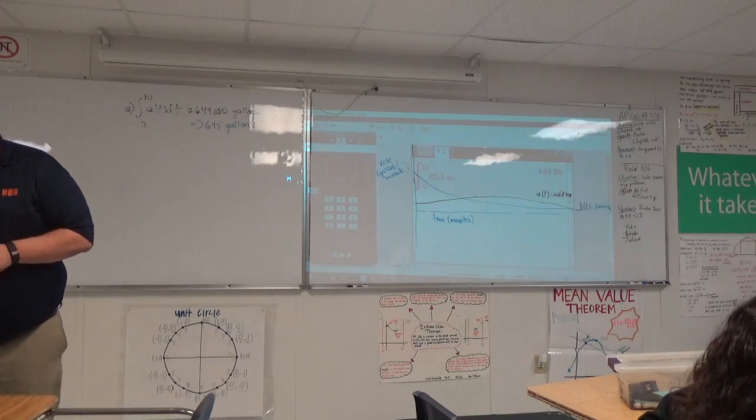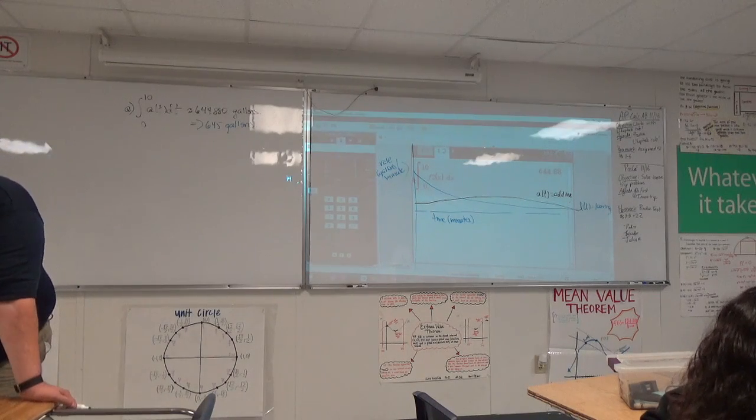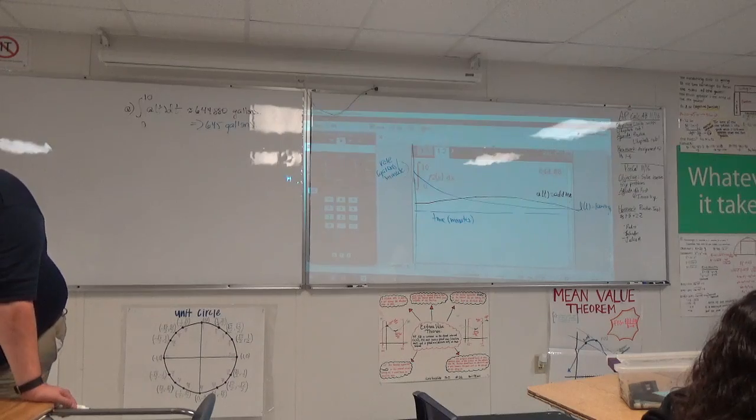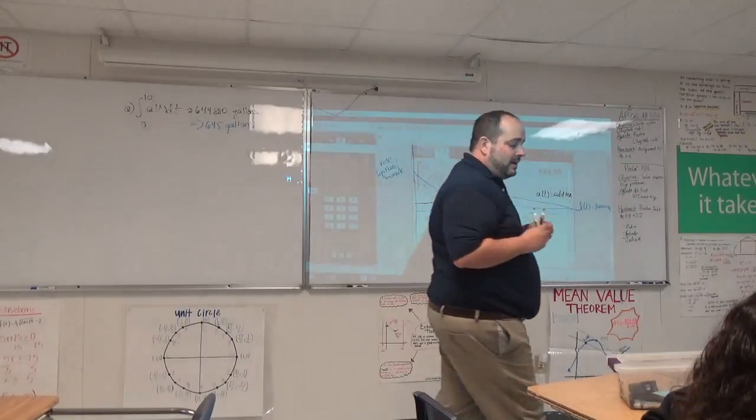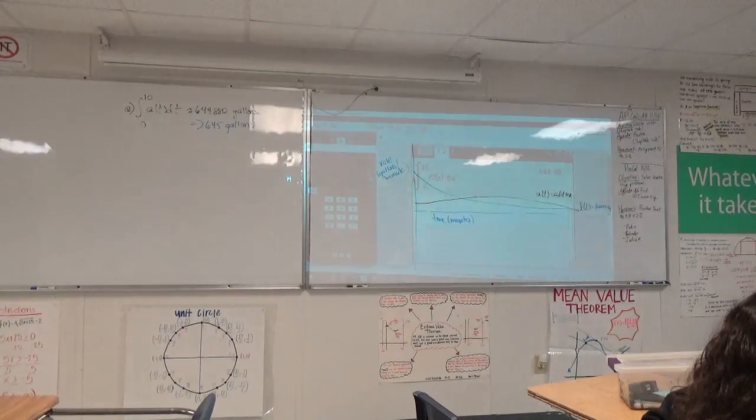All right, B, determine the total amount of water in the pool at the end of 1 hour. This is a 3-point question on a scoring rubric. I need to see your setup.